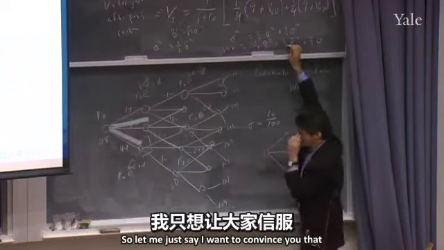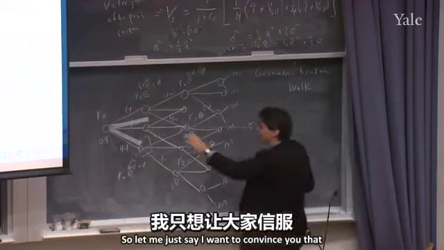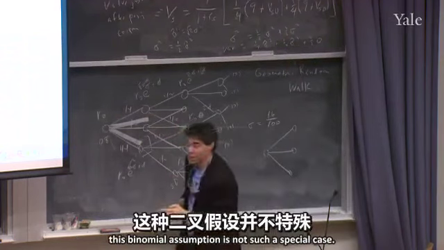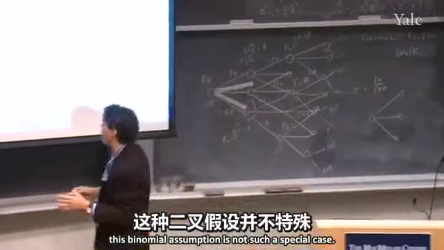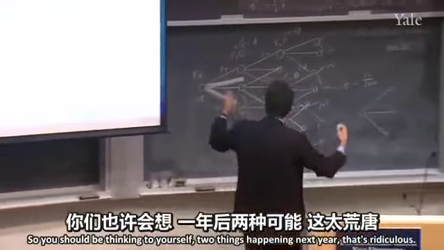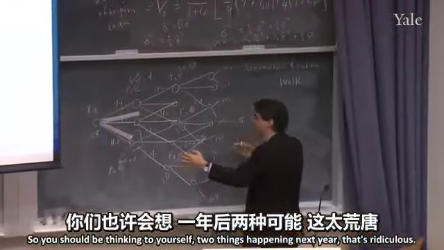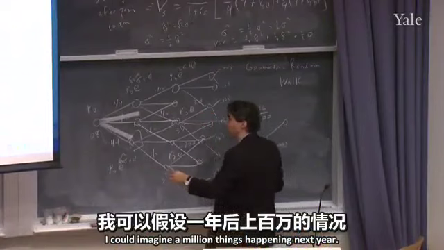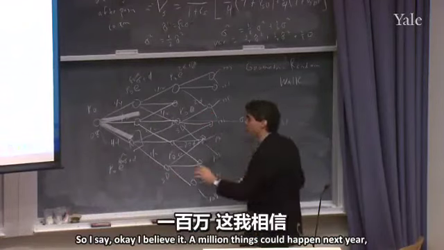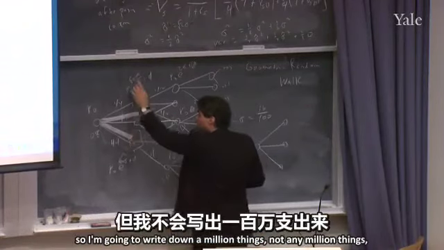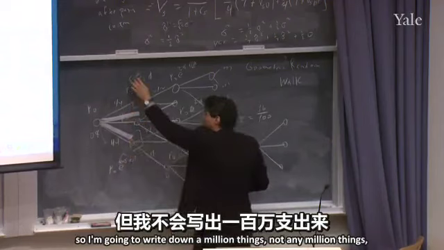So let me just say, I want to convince you that this binomial assumption is not such a special case. You should be thinking to yourself, 2 things happening next year, that's ridiculous. I could imagine 1 million things happening next year. So I say, okay, I believe it. 1,000,000 things could happen next year. So I'm going to write down 1,000,000 things, not any 1,000,000 things.